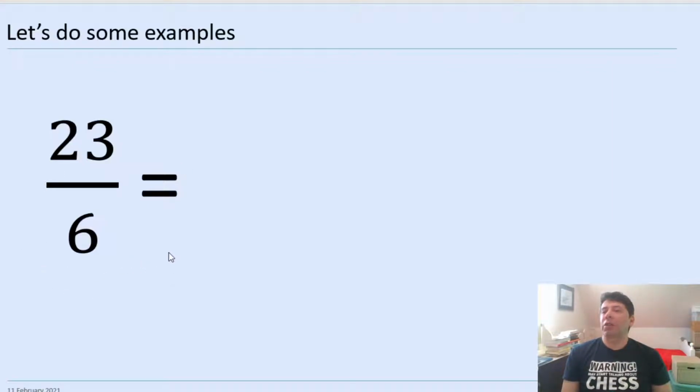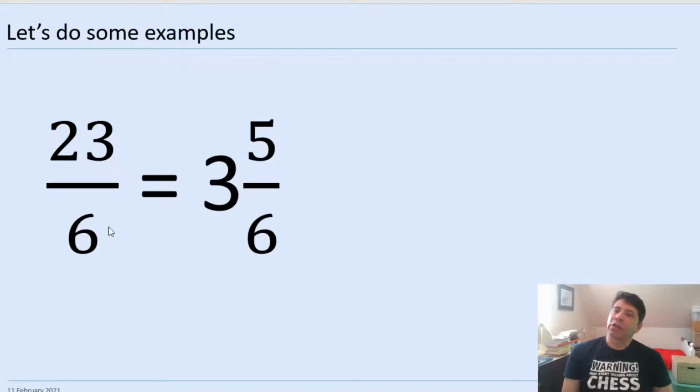So 23 over 6, this is an improper fraction. We're going to write it as what's called a mixed number, a number of wholes and a fraction. 23 over 6. So 6 goes into 23 3 times. You get 3, and then we've got 5 left over. 3 and 5 over 6.